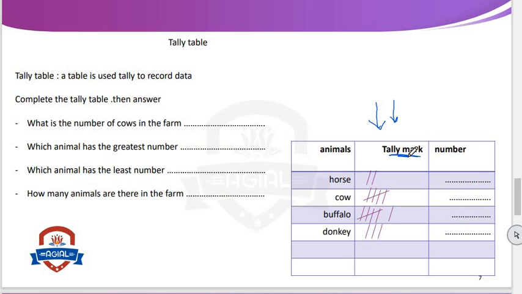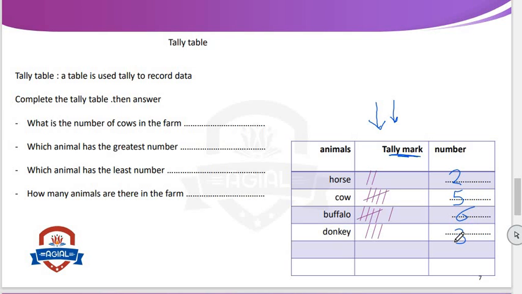So in here we have some animals, tally mark and number. Animals like horse, cow, buffalo, and donkey. Horse equal how many? Who can solve it? Super, 1, 2. So we will write 2. Cow equal how many? Excellent, 5 without counting. Was this bundle? Okay, buffalo equal how many? 5 plus 1 equal what? Super, 6. So buffalo equal 6. Donkey equal how many? Yes, great, 3.